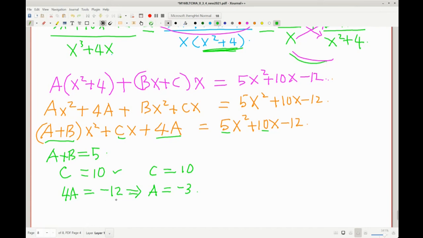And if A is equal to minus 3, then I could tell you here that B is going to be equal to what? 8. B is equal to 8. Is that good? So that's what we have going for us there.